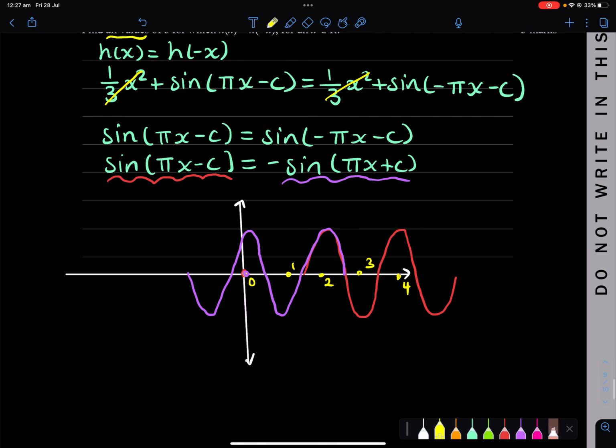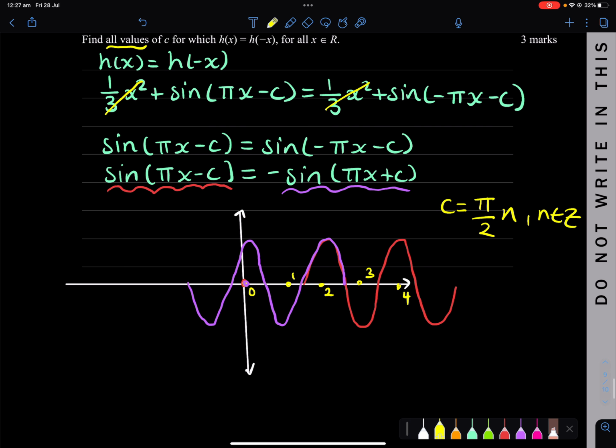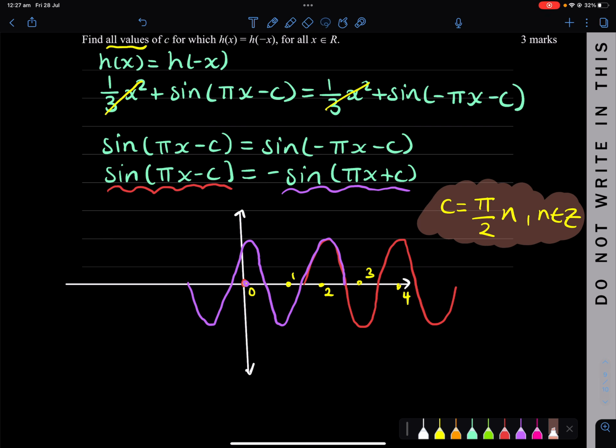So we can say that our values of C is just pi over 2 n, where n is an element of all integers. So n equals 1, it will do the same. Negative 1, same thing. So yeah, that's that. Is that the answer? I hope it is. Not too sure, but yeah, I think that's the answer.